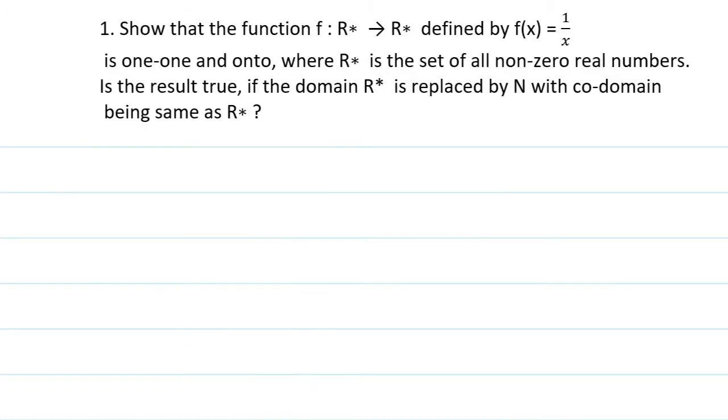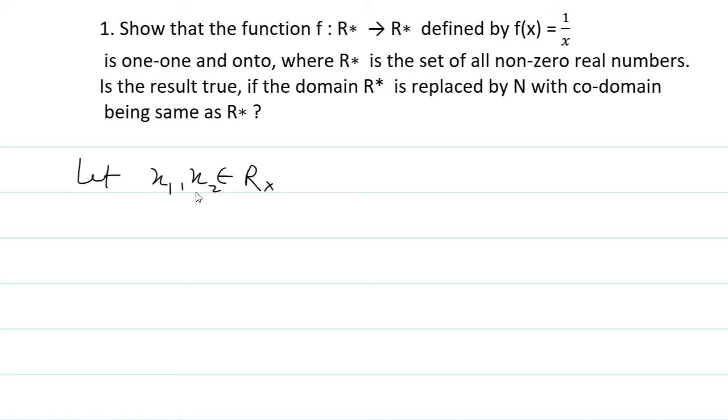Now let's solve some questions based on the definitions we just studied. First question is: show that the function f from R star to R star defined by f(x) equal to 1 by x is one-one and onto, where R star is the set of all non-zero real numbers. Is the result true if the domain R star is replaced by N with the codomain being the same as R star?